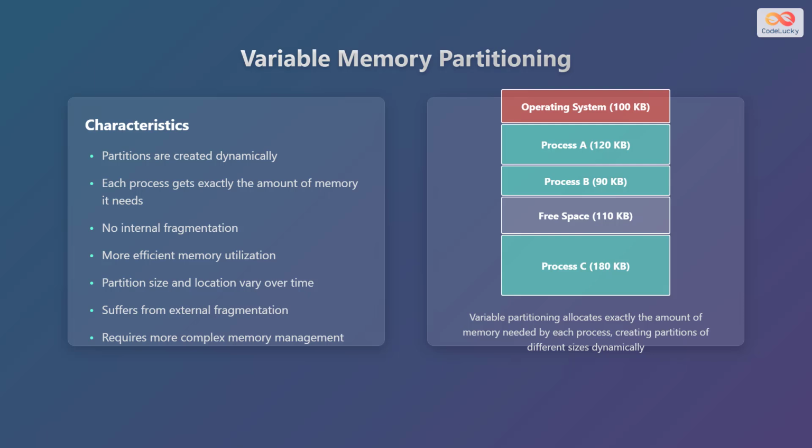In the example diagram, you can see that the operating system takes up 100 kilobytes, followed by processes A, B, and C, each with different memory requirements. There is also a free space block, indicating available memory. Variable partitioning allocates memory dynamically, creating partitions of different sizes based on the process's actual needs.